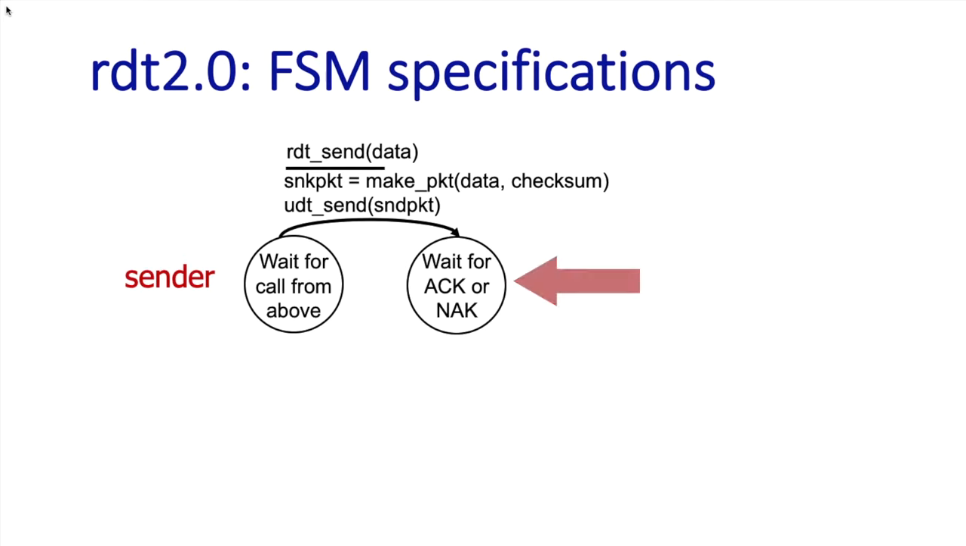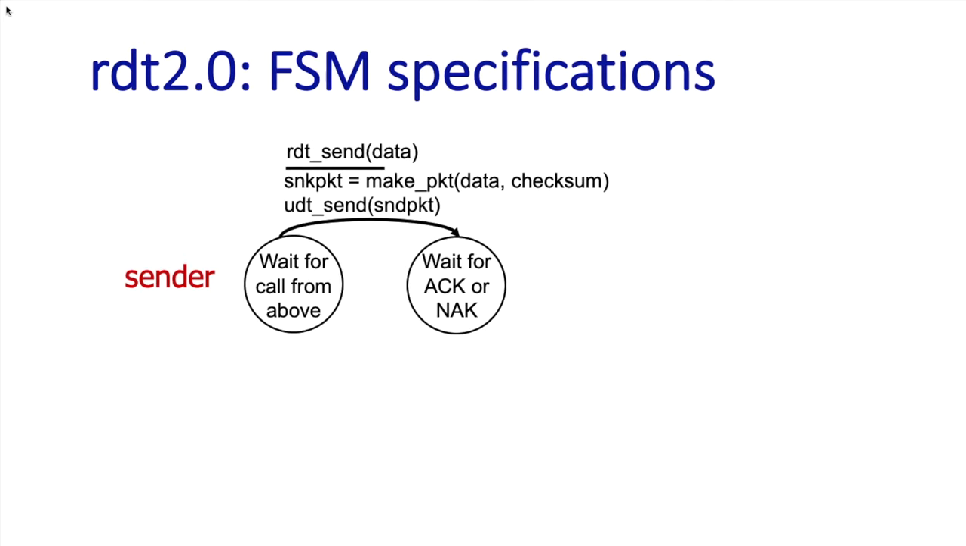When the sender is in the wait for ACK or NACK state and a packet is received and the packet's an acknowledgement, the sender simply transitions back to the wait for call from above state because it's received an acknowledgement and it knows that that packet's been received by the receiver. On the other hand, when the sender's in the wait for ACK or NACK state and a packet is received and it's a NACK, the sender's simply going to retransmit that packet via another call to UDT send and passing it the send packet that it had previously created. Once back in the wait for call from above state, the sender is going to do exactly that, wait for another call for RDT send.